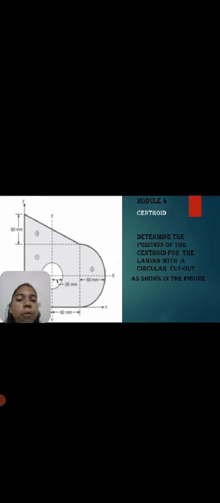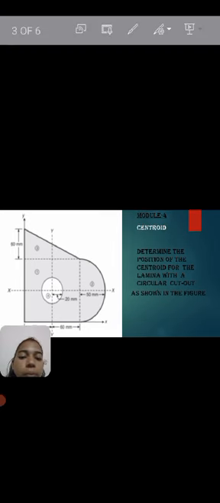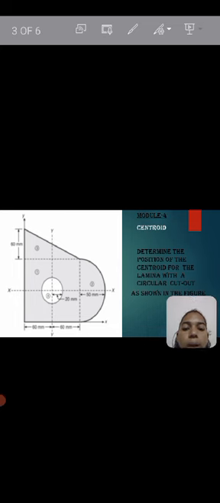Determine the position of the centroid for the lamina with a circular cutoff as shown in the figure. You can see the figure, right? In that we have to find the centroid of each figure. Next we are going to see about the center of that triangle, quadrant and rectangle. Now we have to find the center of these components.